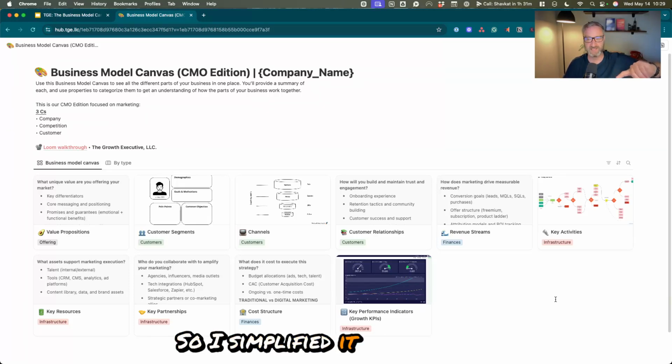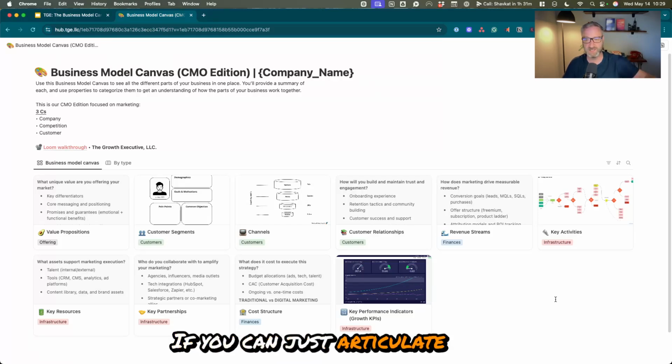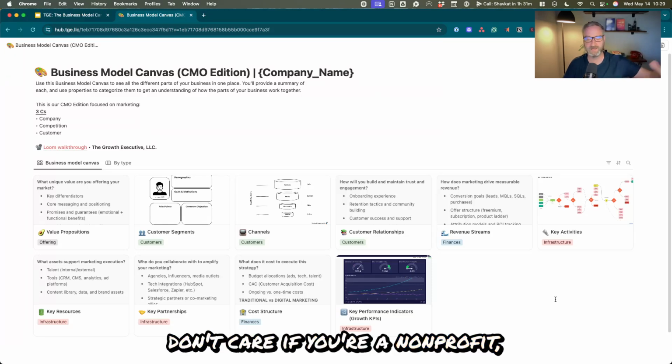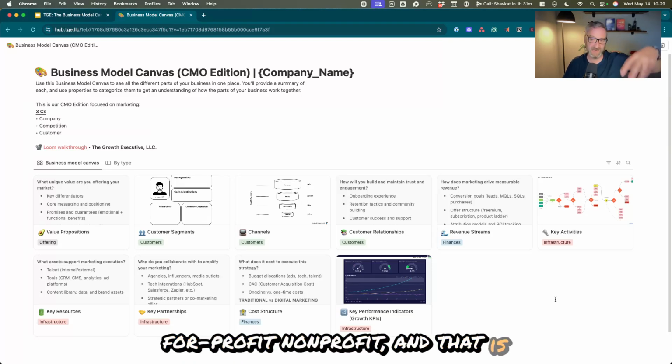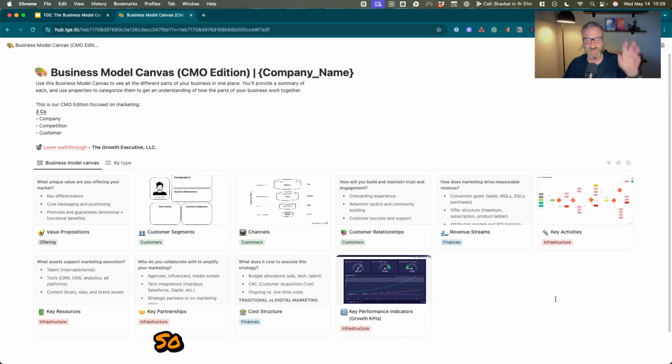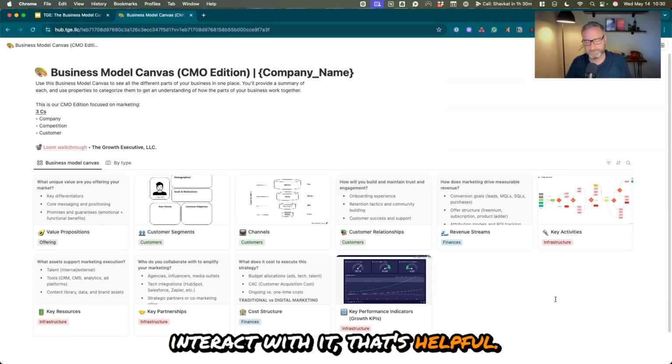So I simplified it to say, well, let's just get down to the basics. If you can bring into your consciousness and awareness what value you create and for whom and why that is different than a competitor, if you can just articulate that, you are light years ahead of folks around you. I don't care if you're a nonprofit, an established company, a startup, it doesn't matter. I've worked with big organizations and small, for-profit and nonprofit. And that is enough of a struggle just finding that. So just focus for now on what value you create for whom, and then how you reach them. And if you document that in a way that people can find it and interact with it, that's helpful. Okay. All right. That's what we're talking about.